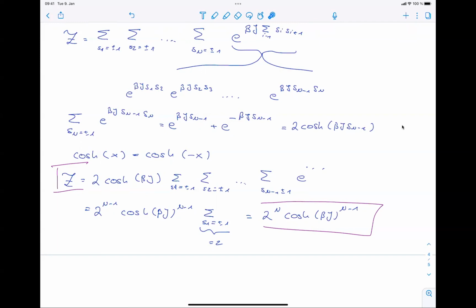Now I can factor this out, the result of the sum over the states of Sn, because it's independent of any choice of Sn minus 1. And then I sum over Sn minus 1. For the sum over Sn minus 1, I get exactly the same contribution. And then it's all true.